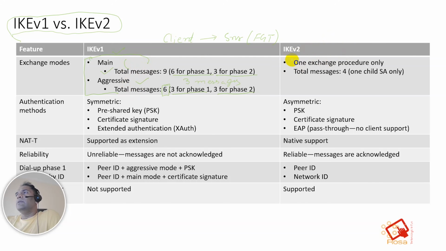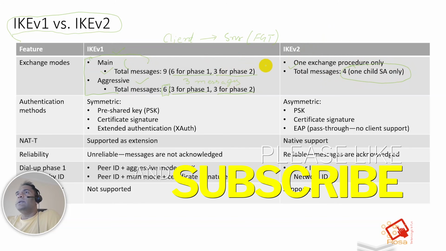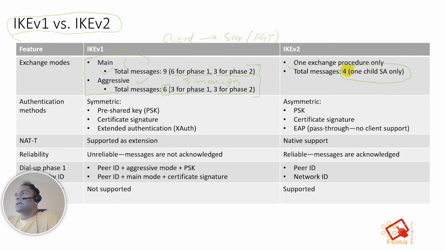Whereas in IKE V2, there is only one exchange procedure, a total of 4 messages, one child SA. That means the work that was being done in IKE V1 with 9 or 6 messages is completed in 4 messages under IKE V2. From this, we can conclude that IKE V2 is faster because of fewer messages exchanged.